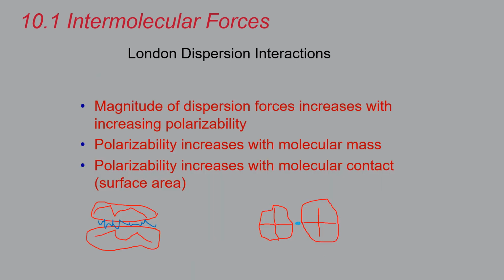All right, so bullet points. The strength or the magnitude of this force increases with this thing called polarizability. And that increases with molar mass. So the heavier something is, the more polarizable it is, the stronger its induced dipole. And finally, this is a pretty low tiebreaker, but the polarizability also increases with molecular contact area.